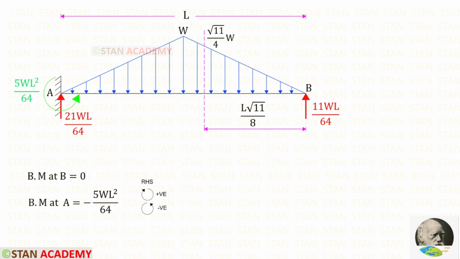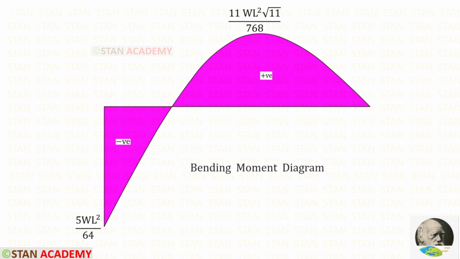We know that at the point B, the bending moment is 0. Now using the right hand side rule, we can find the bending moment at the point A. At the point A, we have MA, which is acting in the anti-clockwise direction, so that it will be negative. Here you can see the bending moment diagram.